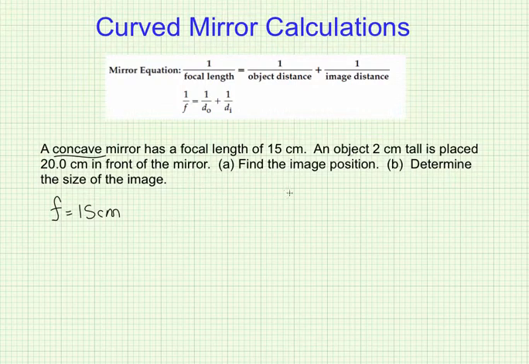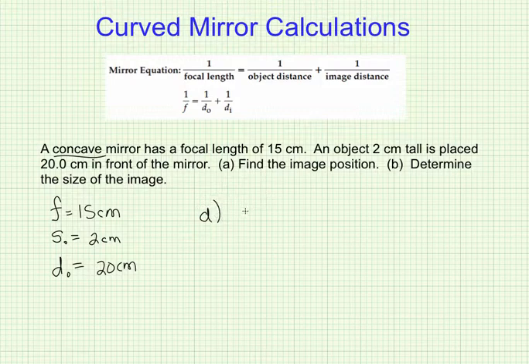All right, so we have an object that's 2 centimeters tall, so I'm going to call that the size of the object. Now, depending on what website you go to or what textbook, you might see different letters. It might say HO for the height of the object, but just remember it's the same thing. It's just going to be different letters. So the size of the object is 2 centimeters. And it says it's placed 20 centimeters in front of the mirror. That's going to be the object distance. Our distance is always going to be how far the object is from the mirror. So we have a 20 centimeter distance. And so the first question is, it says find the image position. So I want to find DI.